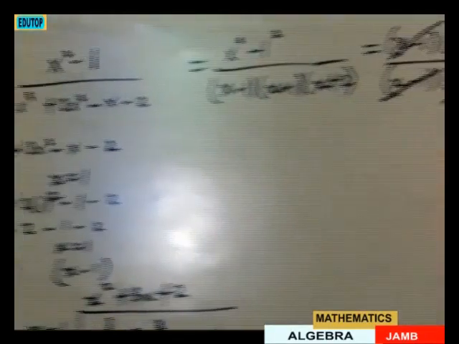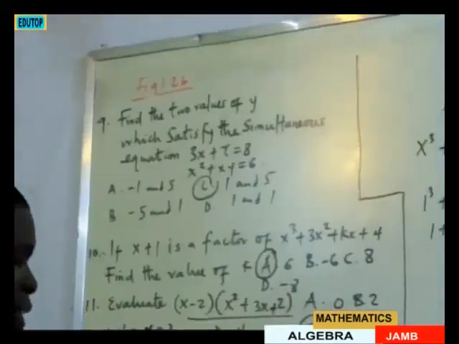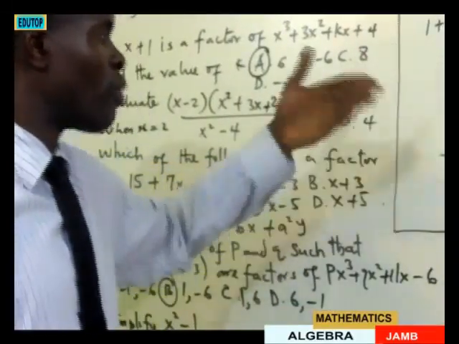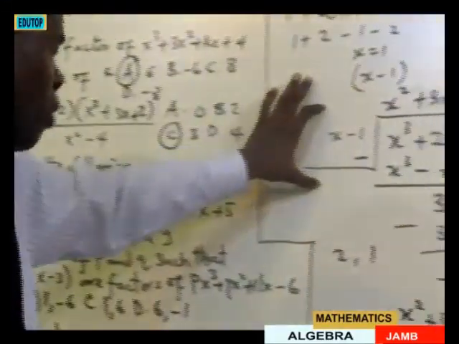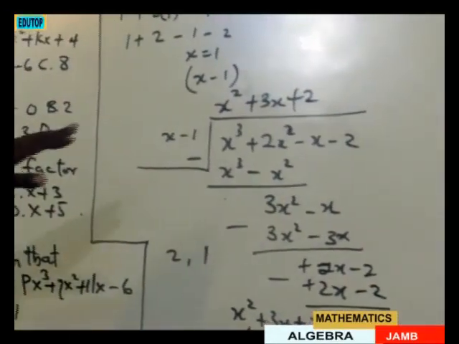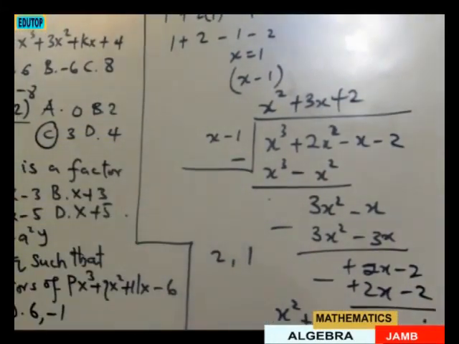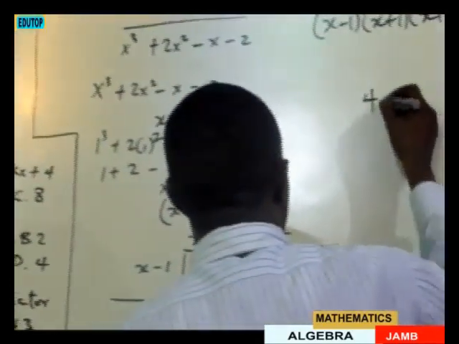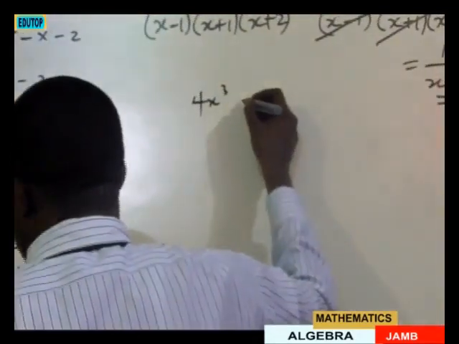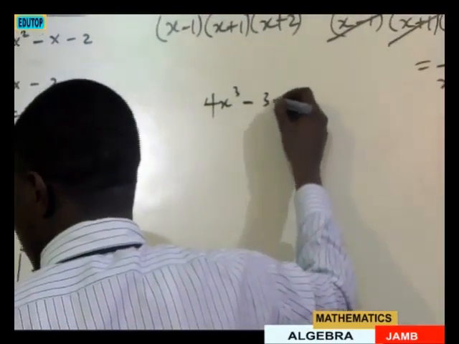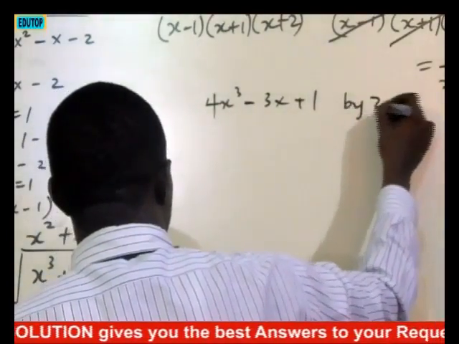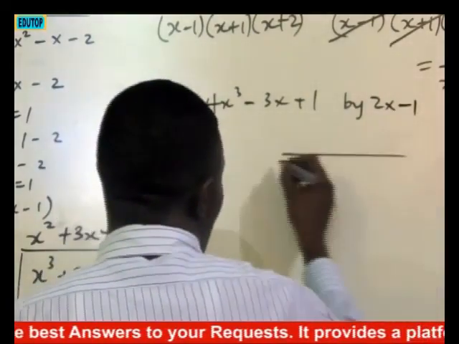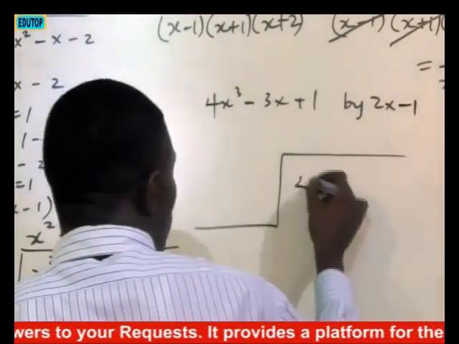Question 16 says divide this by this. So we use the long division method directly, just like the case of this. At this point, you can see that most of the questions are structured on the use of the long division method to simplify a complex situation to a simpler situation. Look at what we have. We have to divide 4x cubed minus 3x plus 1 by 2x minus 1. So what do I resolve into? Long division method.